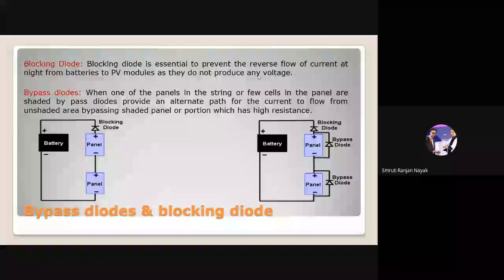And another is the bypass diode. As you know, when there is a shadow effect, your panel may not be working. So at that time, when strings or a few cells in the panel are shaded, bypass diodes provide an alternate path for the current to flow from the unshaded area, bypassing the shaded panel or portion which has high resistance. So this is the basic idea about the blocking diode as well as the bypass diode.